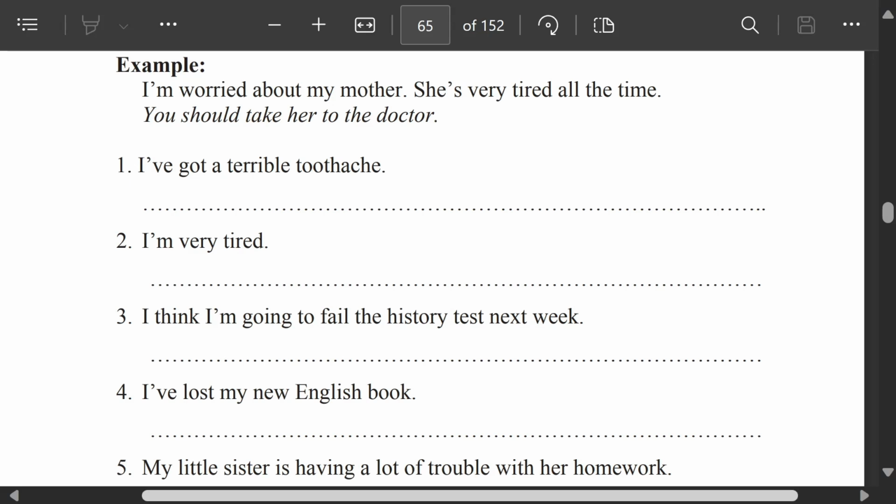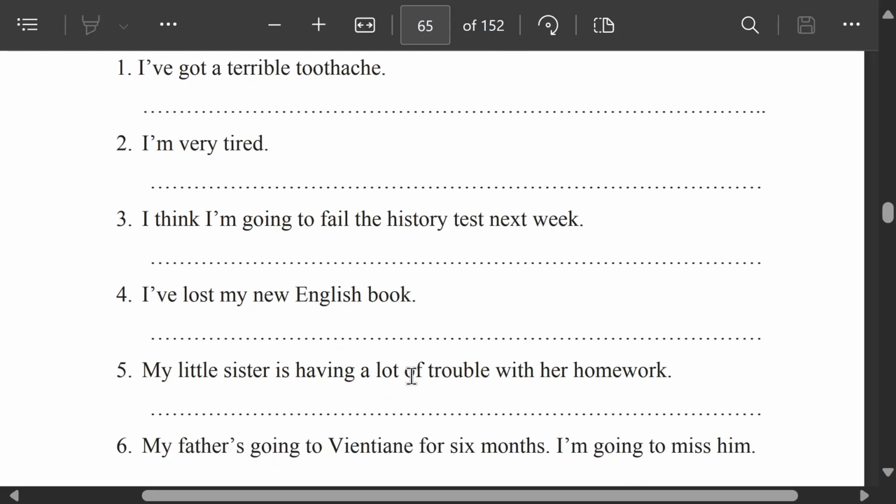So what else? I think I'm going to fail the test. You shouldn't fail, right? You shouldn't fail. If you... that is already failed. No. I think I'm going to. So this is future. Yeah. Not yet. I think I'm going to fail.